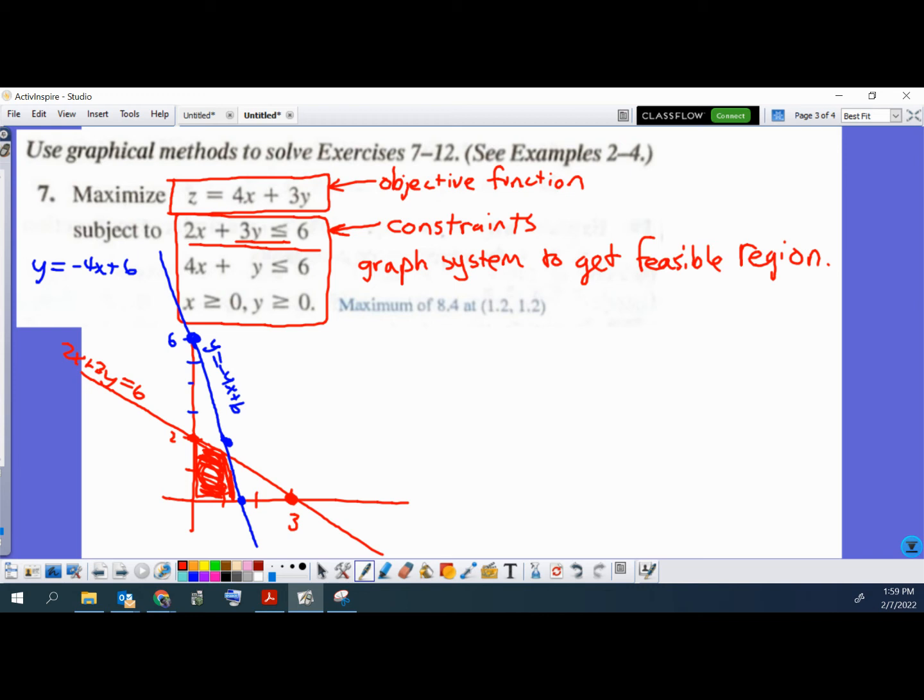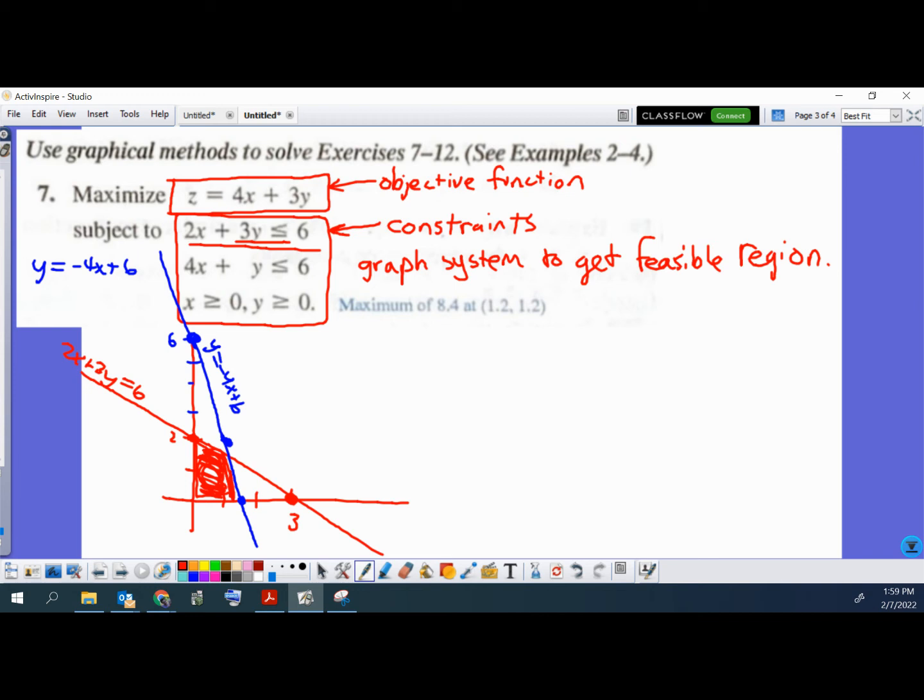Does it make sense? One more way you can do it besides the y is less than, you can do a test point, right? So on each inequality separately, you can test it. What's the easiest point that I could plug in and test? And it works on both of these because it's not on either line.